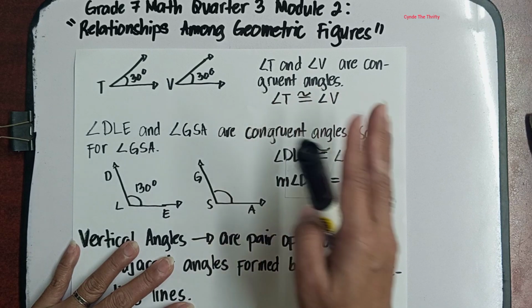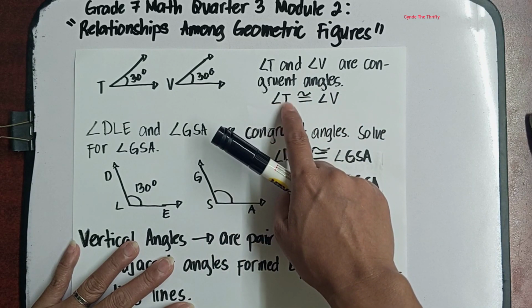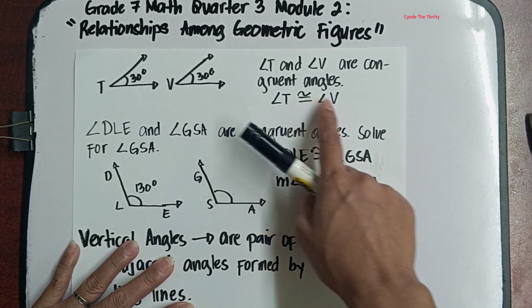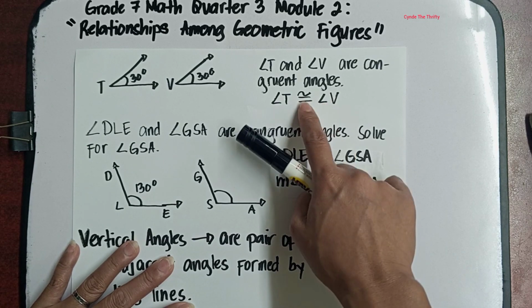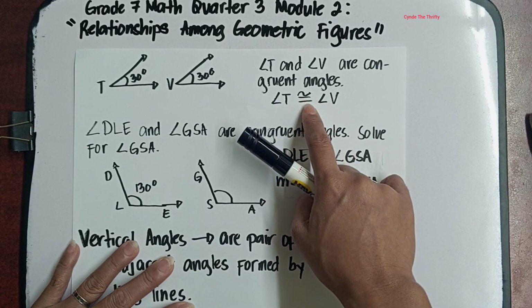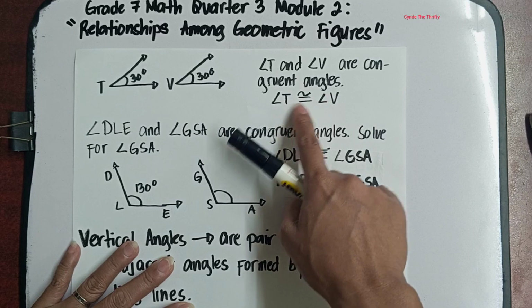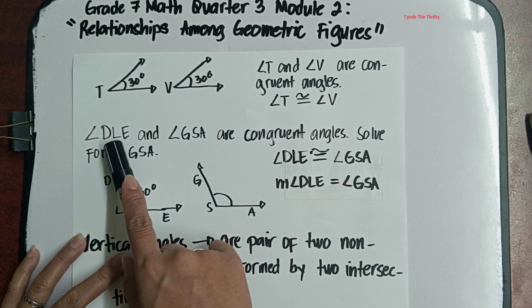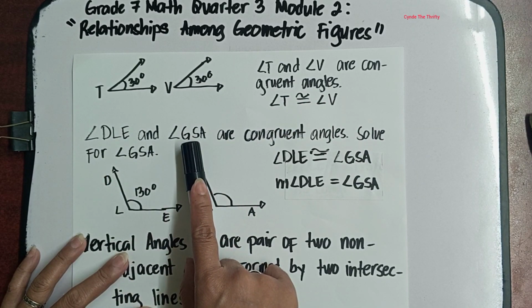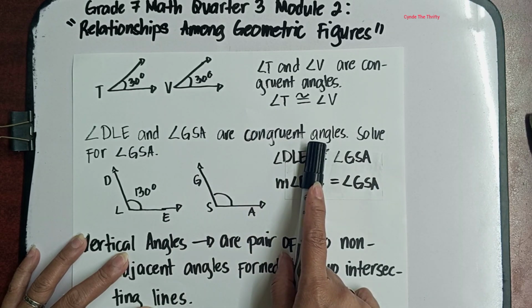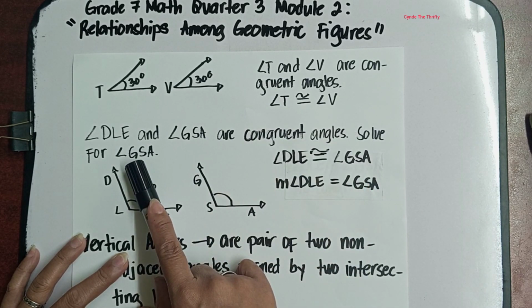Okay, paano natin siya isulat? Ganito. Angle T is congruent to angle V. Okay? So, ito yung ginagamit natin na symbol kapag nagsasabi tayo ng congruent. Angle DLE and angle GSA are congruent angles. Solve for angle GSA. Okay?